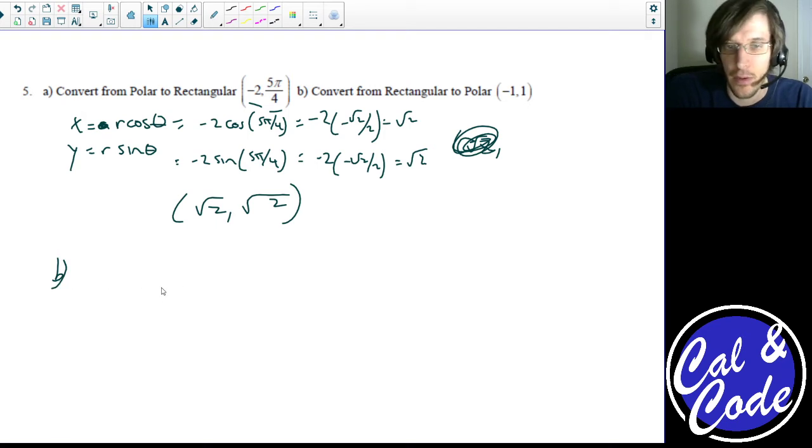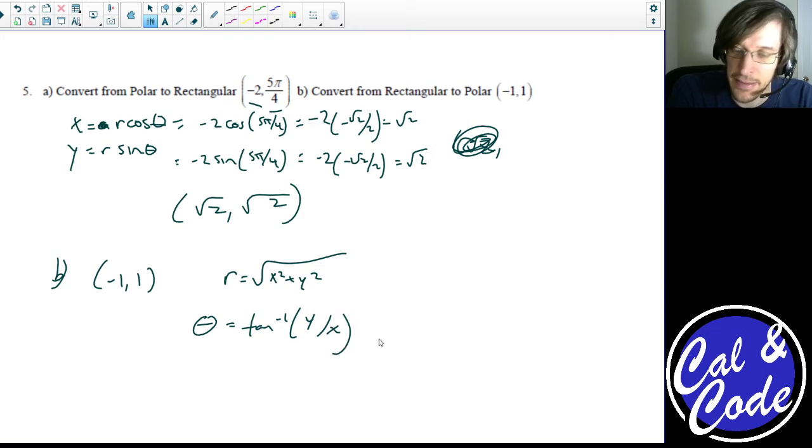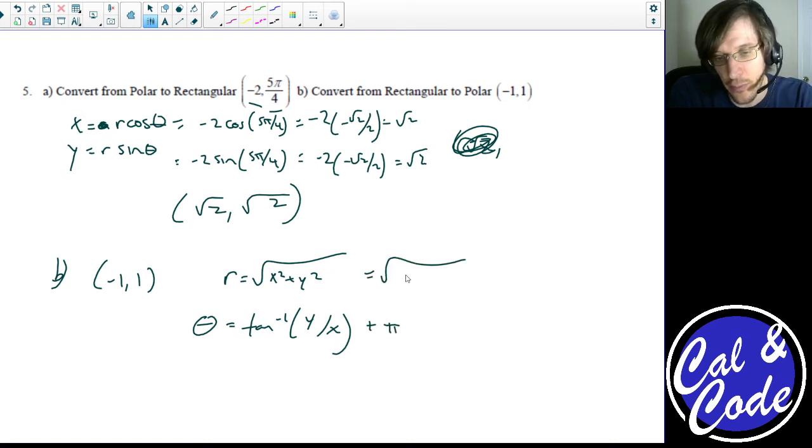B. Convert it from rectangular to polar. I'm given the point -1, 1. Well, I know that r is equal to the square root of x squared plus y squared. And I know that theta is equal to the inverse tangent of y over x. But when my x is negative, I need to add pi to the answer. So this is the square root of 1 plus 1 when you square both -1 and 1, so the square root of 2. And this is the inverse tangent of 1 plus pi.